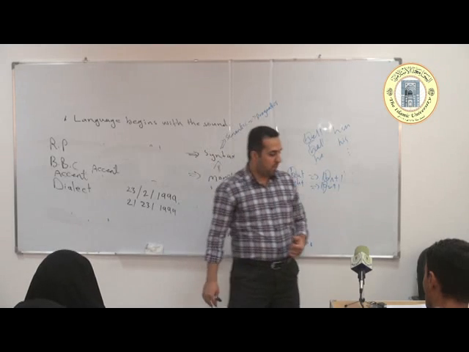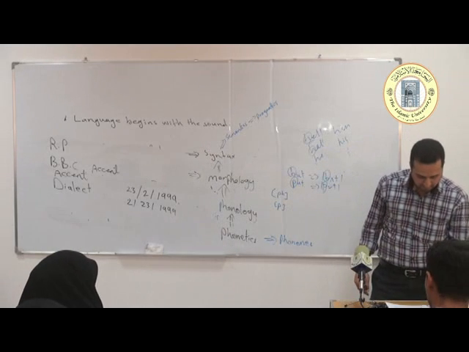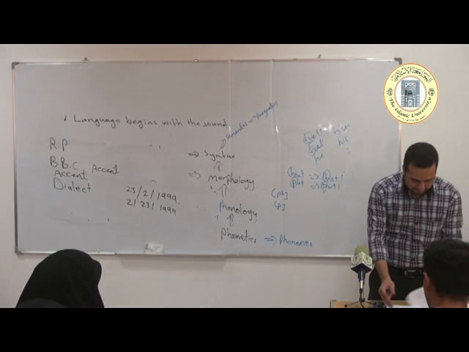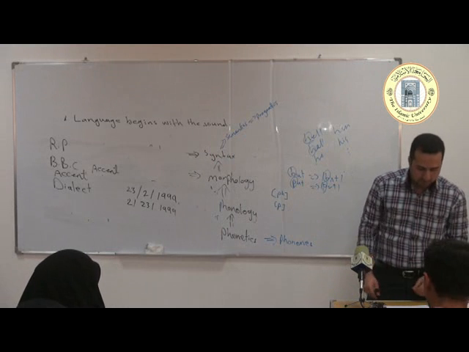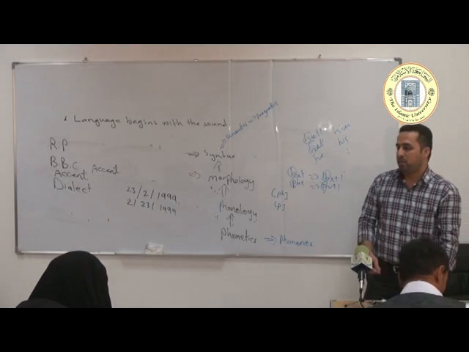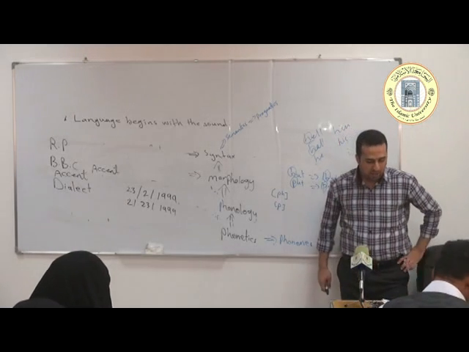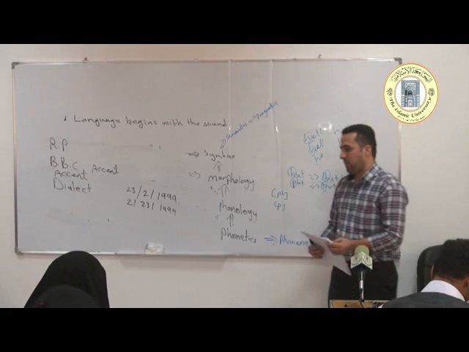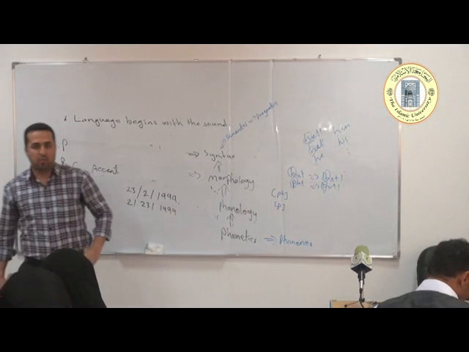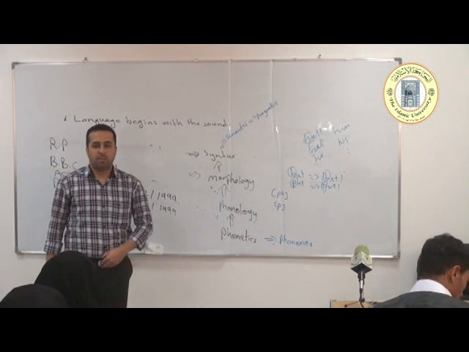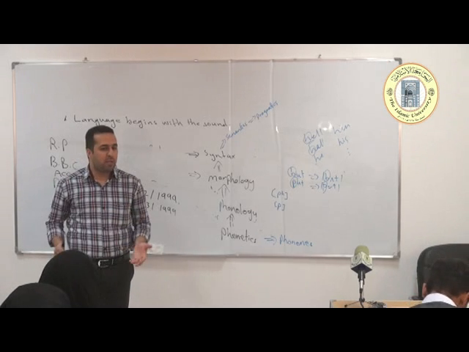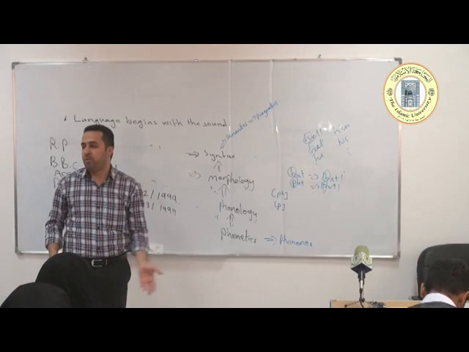Okay? So we have here chapter 2. Chapter 2: The production of speech sounds. How do we produce sounds? How do you produce sounds? What are the physical operations, modifications that result in producing the sounds?